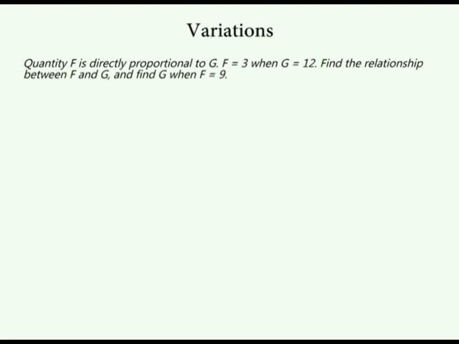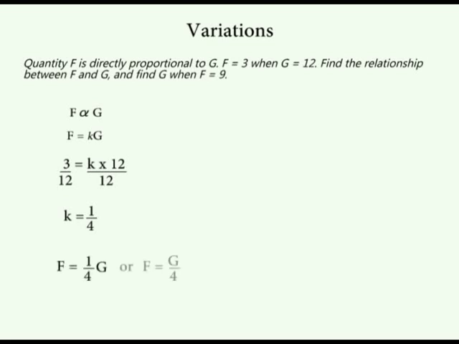In our solution, we get the relationship once we get the value of the constant. F is proportional to G, and that means F is equal to kG. F is equal to 3 when G is equal to 12, and so 3 is equal to k times 12. We divide both sides by 12 and k is equal to 1 over 4. And so the relationship is F is equal to 1 over 4 G, or F is equal to G over 4.